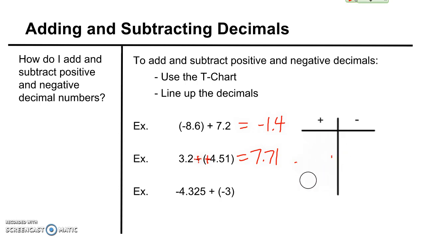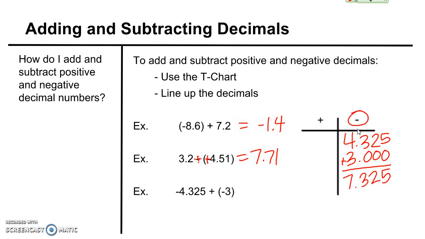The third example, negative 4.325 plus negative 3. Now 3 would be the same as 3.000. So I want to line up the decimals. Since they're both in the negative column, I am adding 5, 2, 3, 7, and it's in the negative column, so that's a negative answer. Okay? So that is how we add and subtract decimals.